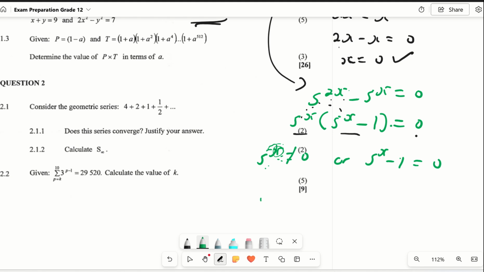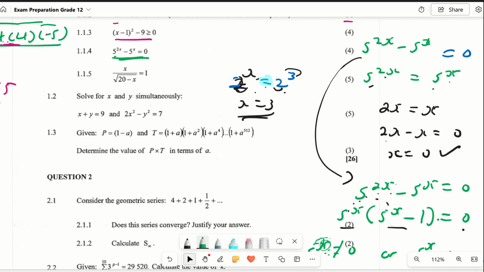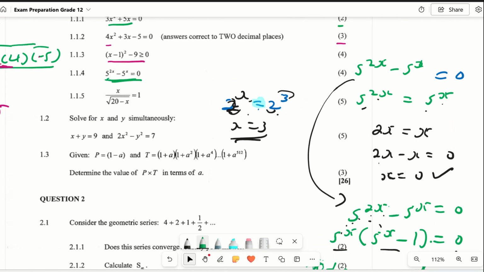And then this one, if I take the 1 to the other side, let's see what happens. I've got 1 there. I could change the 1 to 5 to the power 0. Then the bases are the same, we equate the exponents. So therefore x equals 0. Those are the two methods. Happy with the two approaches?